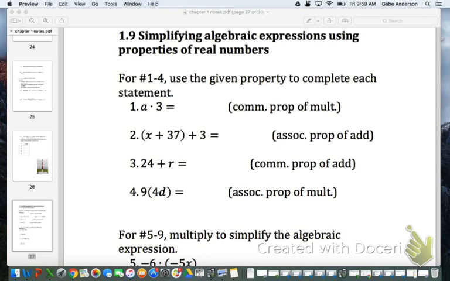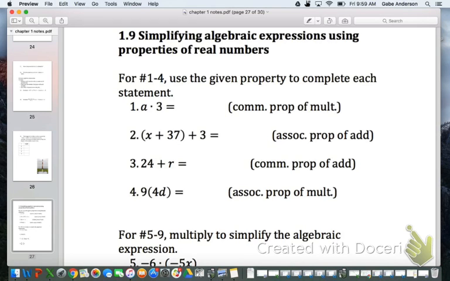The first one, number 1, a times 3 is equal to 3 times a. That is supposed to be the commutative property of multiplication. I would say that looks pretty good, right? Commutative means that you can switch the order and it's okay.